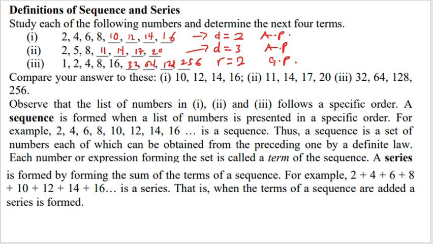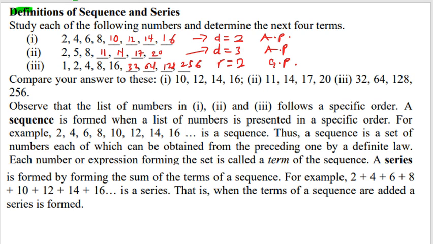So we are starting with the definition of sequence and series. Now before that, let's study each of the following numbers and determine the next 4 terms. So let's look at this sequence. We have 2, 4, 6, 8.